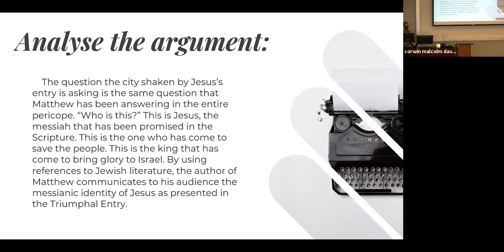Let's do another one. The question the city shaken by Jesus's entry is asking is the same question that Matthew has been answering in the entire pericope. Who is this? This is Jesus, the Messiah that has been promised in the scripture. This is the one who has come to save the people. This is the king that has come to bring glory to Israel. By using references to Jewish literature, the author of Matthew communicates to his audience the messianic identity of Jesus as presented in the triumphal entry. What do you think is the claim here?